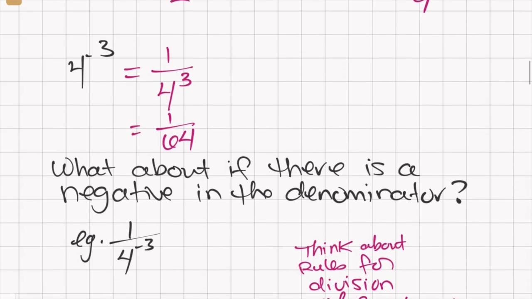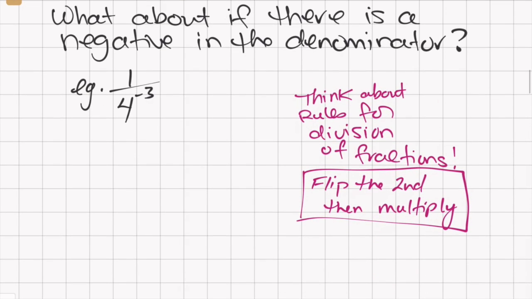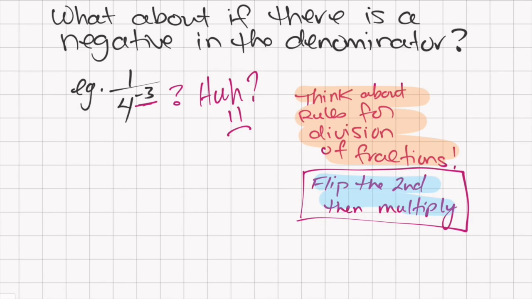All right, so let's look at a slightly different example. What would happen if there was a negative in the denominator of the question? Well, that's kind of weird because our other rule was that we would have to put that as 1 over 4 to the exponent 3. So that doesn't... Okay. To solve this, we're actually going to have to think about our rules for the division of fractions because we're going to need to rearrange this and then flip the second portion of it to multiply. So let's take a look at this.